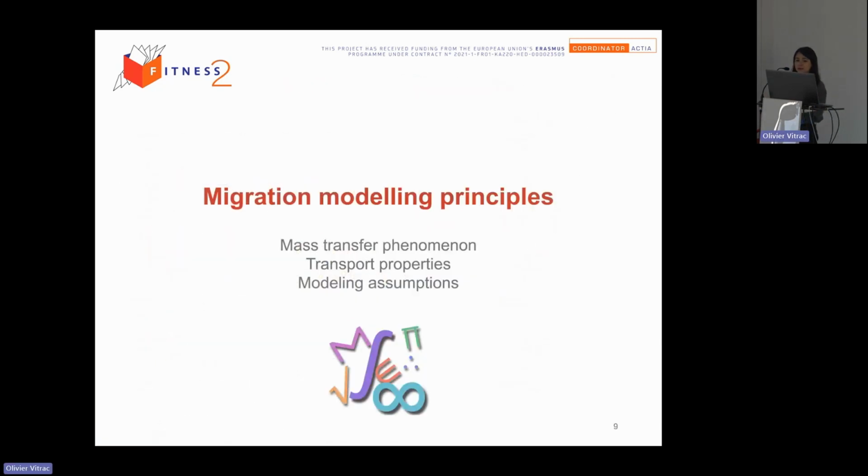So now I will pass on. I will talk about the migration modeling principle. This lecture, the whole lecture concerning migration modeling, is already published in the platform Fitness 1 and 2. We also have the quizzes and case study.